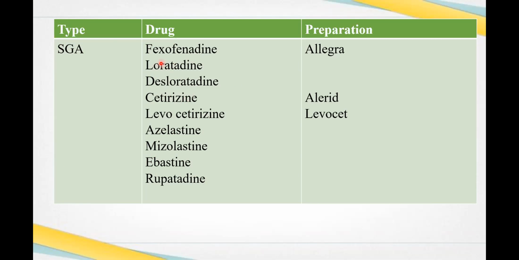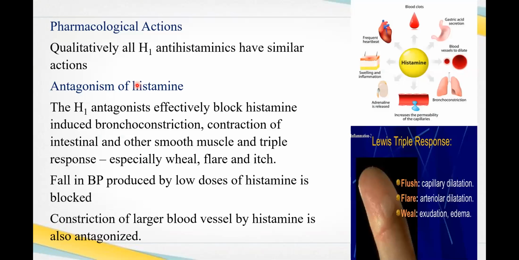Out of this, I think you would have heard of fexofenadine, cetirizine, levocetirizine. The drug name will be Allegra, or cetirizine, it is Alerid, levocetirizine, Levocet. Many trade names are there. I have taken only one or two, the commonly used ones. So this is the second generation antihistamine. Now we will see the different actions and pharmacokinetics.